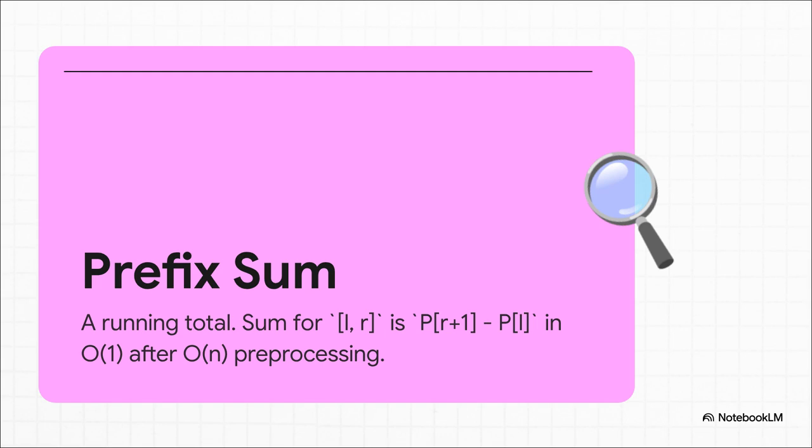You do one pass up front to calculate the total sum up to every single point in the array. And once you've done that work, finding the sum of any slice is instantaneous. It's just one subtraction, giving you a constant time lookup. It's an absolutely incredible trade-off.